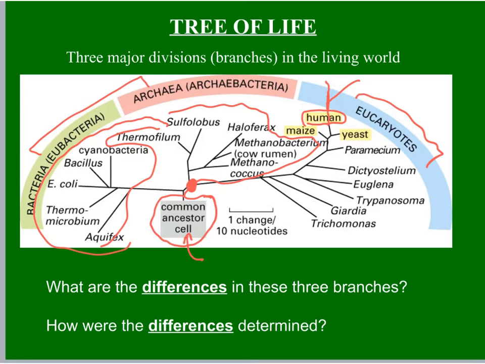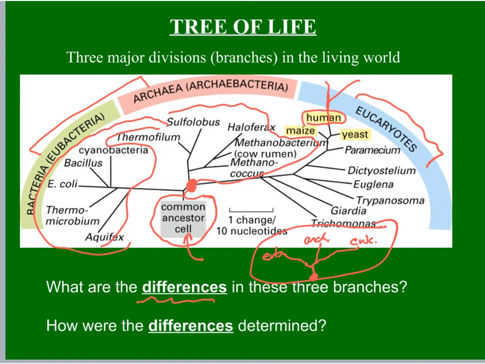So what do you need to know about the tree of life? What are the differences in these branches? I'd like you to at least know that there's, right, the original ancestor. We know we have prokaryotes, we have both eubacteria as well as archaebacteria, and then we have eukaryotes over here. So just a simple drawing demonstrating that you understand what the tree of life looks like.